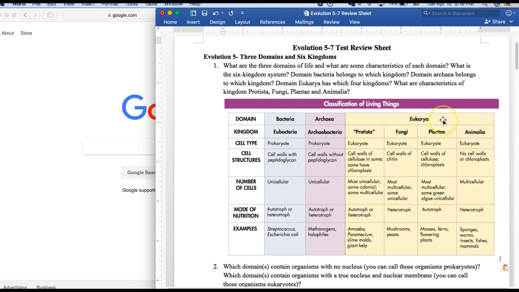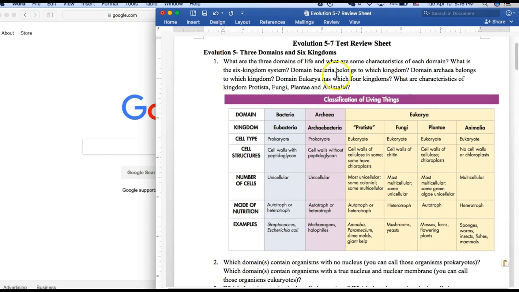Okay, so you might see a question asking you, what is the kingdom for bacteria? Then you would answer eubacteria. What is the kingdom for the domain archaea? You would answer archaea bacteria. What are the 4 kingdoms that fall under eukarya? It will be these 4. The next one is, what are some characteristics of each one?